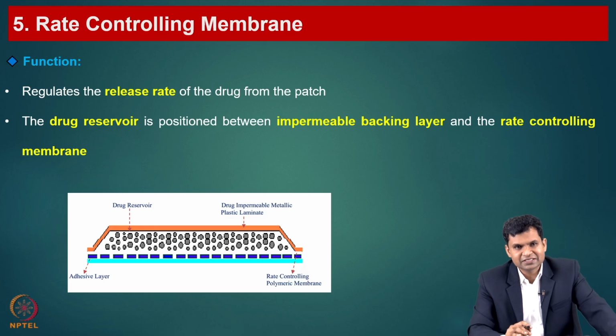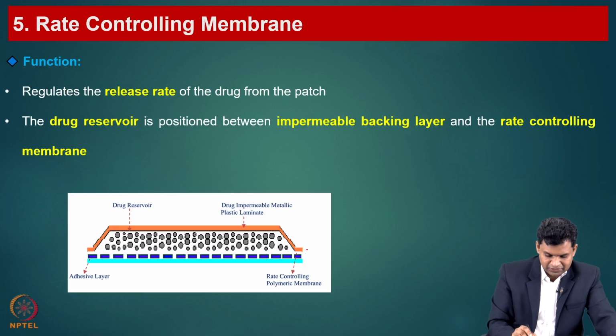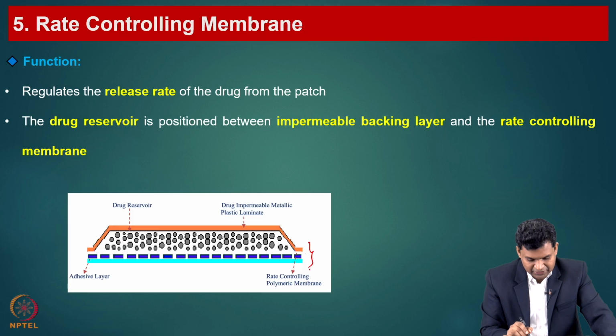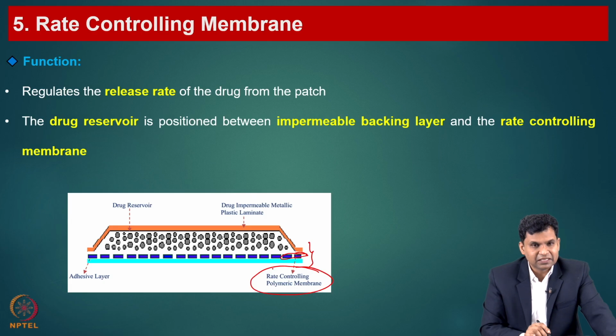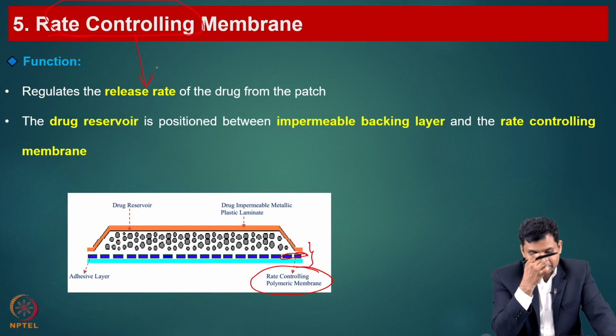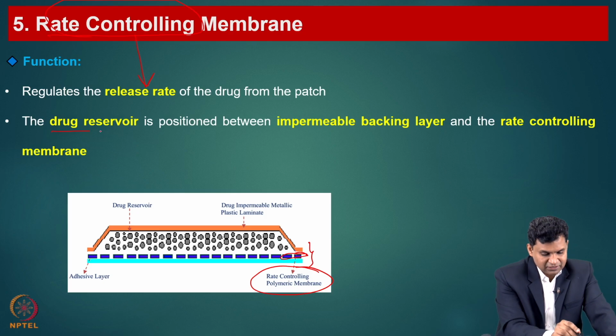Now, the fifth point is the rate controlling membrane. In the picture you can see the blue color, which represents the rate controlling membrane. It is made up of polymers, and as the name itself suggests, it will control the release from the patch. So, it works as a drug reservoir.